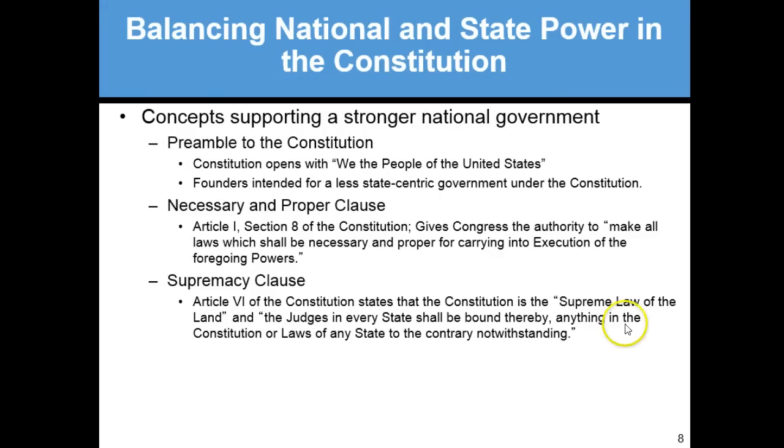Now, the Supremacy Clause is Article 6, which says that the Constitution is the supreme law of the land, and that the judges in every state shall be bound thereby, anything in the Constitution or laws of any state to the contrary notwithstanding, meaning that the Constitution comes first, then the federal laws, then state constitutions, then state laws and ordinances, then local laws and ordinances, in that order.